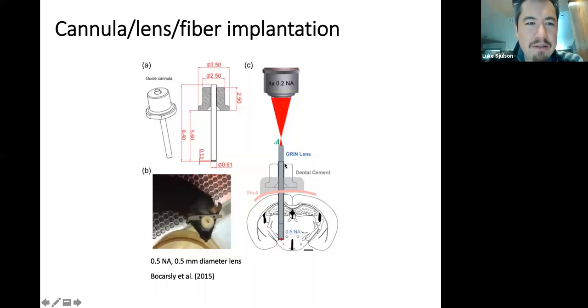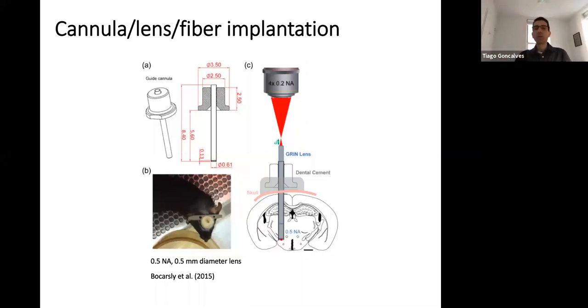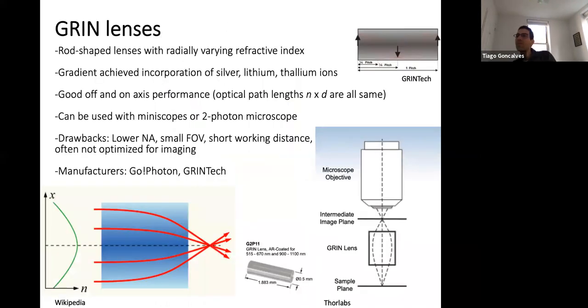What's a GRIN lens? We're going, next slide. Yeah, that's true. It wasn't a very good idea. I realize now, they should be the other way around.